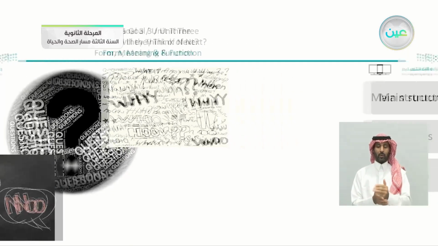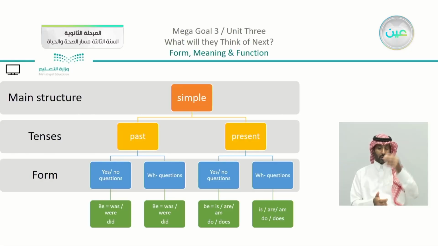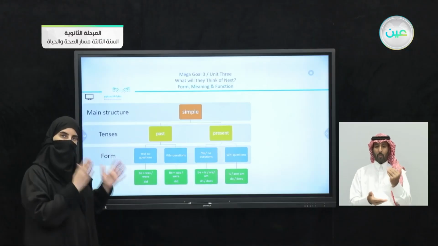Now we also applied something else. We can see here that, of course, we have a complete mapping. We have the main structure, which is going to be the simple or the verb. We have the tenses, the past simple and the present simple. Of course, we have here different forms. You can see that we have the yes-no questions, WH questions, and under each part, there are the helping verbs that we use in this structure.